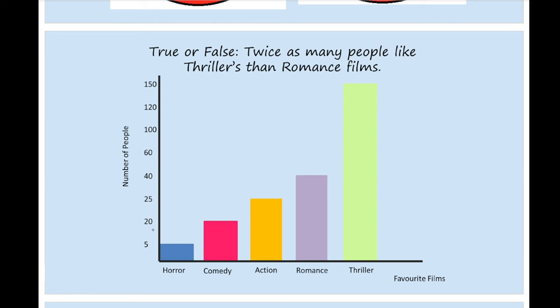We go up by 15, then by 5, then 15, then 20, then 40, then 20, then 30. So because we're not increasing by a consistent amount, we can't make those claims that twice as many people like thrillers compared to romance.